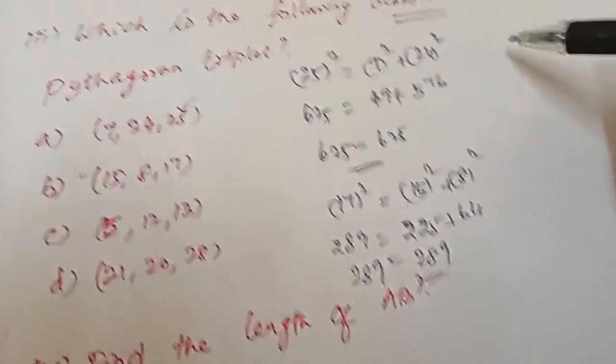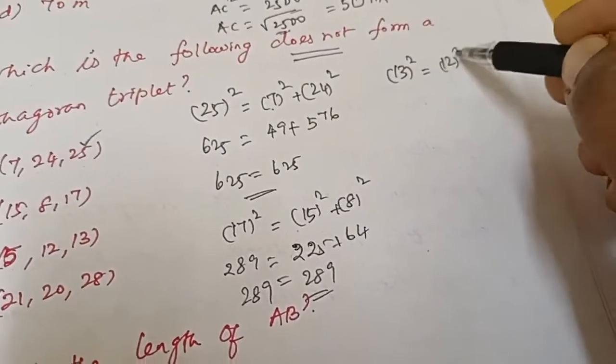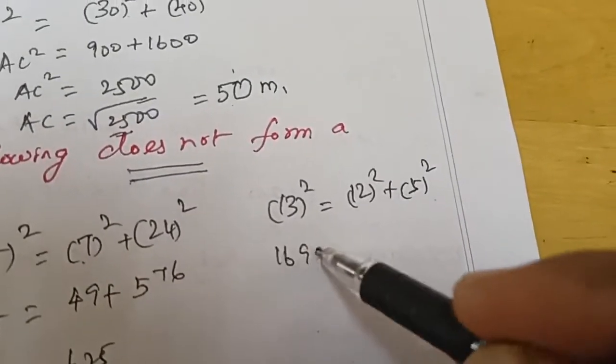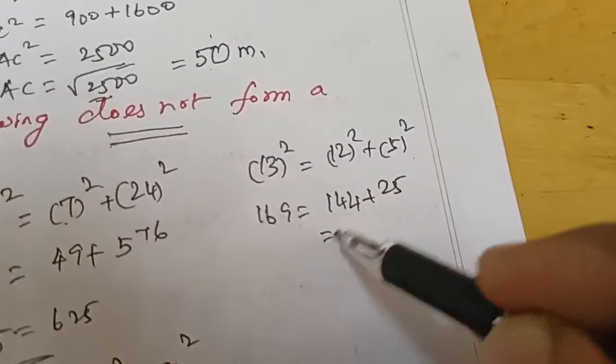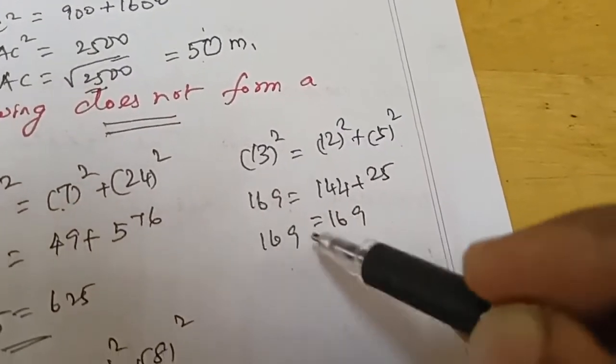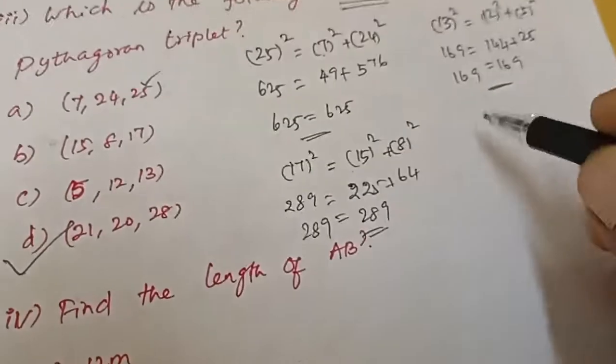What is the third option given? 13. 13 the whole square equals 12 the whole square plus 5 the whole square. So 13 square is 169. 12 square is 144 plus 25. So this also becomes 169. So this option is also correct. That means option D is the answer, sir, so that also we will check.